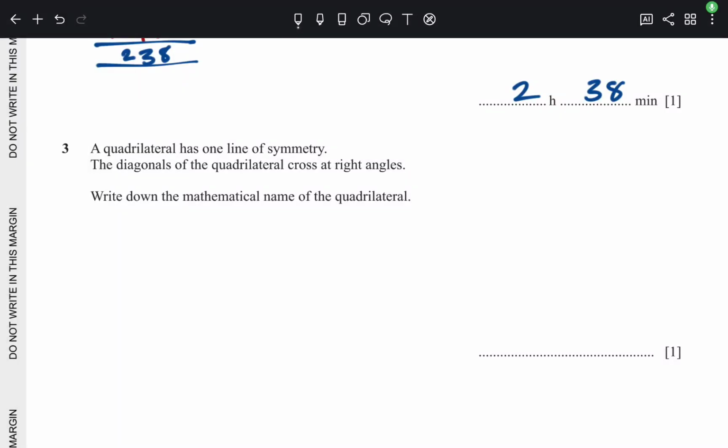So now let's go through number 3, my friends. Let's see. A quadrilateral has one line of symmetry. The diagonals cross at right angles. What is the name of the quadrilateral? So you say to me, do we know this?